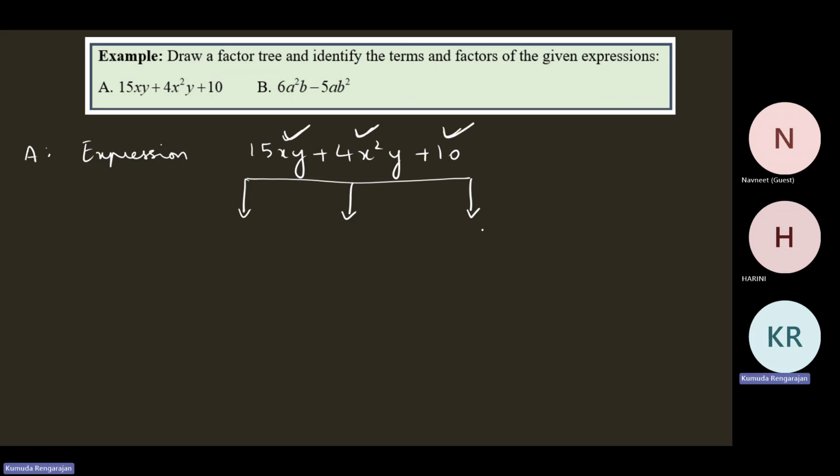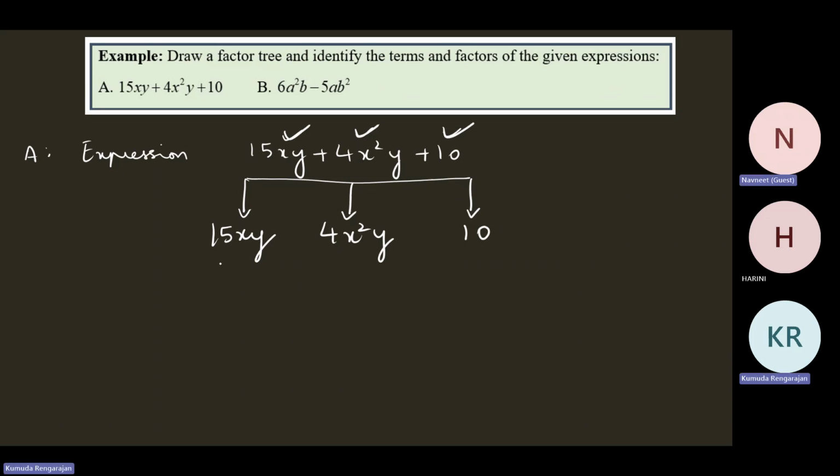Now in the first one, write 15xy. In the second one, write 4x square y. Because the sign is plus, we are not writing it. If it was minus 4x square y, we'd write the minus sign also. Then 10.